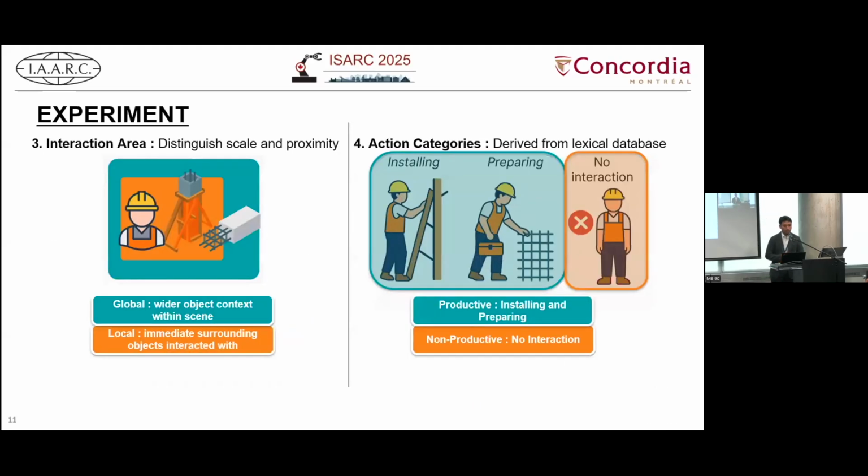And then for the next experiment, we also consider the global area of the object and the local area of the object. A global area means the big size of the object, and local area is the small part of the object that has a direct interaction with the human. And then we also classify the action as productive and non-productive, as we mentioned before.